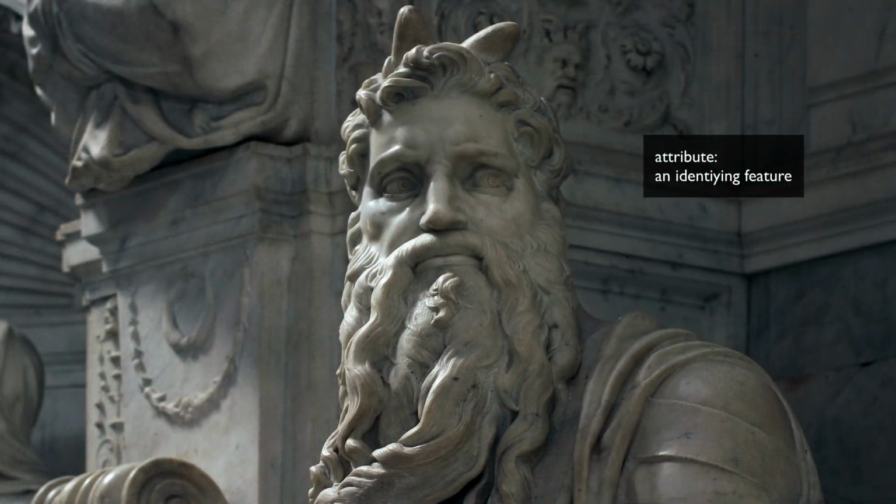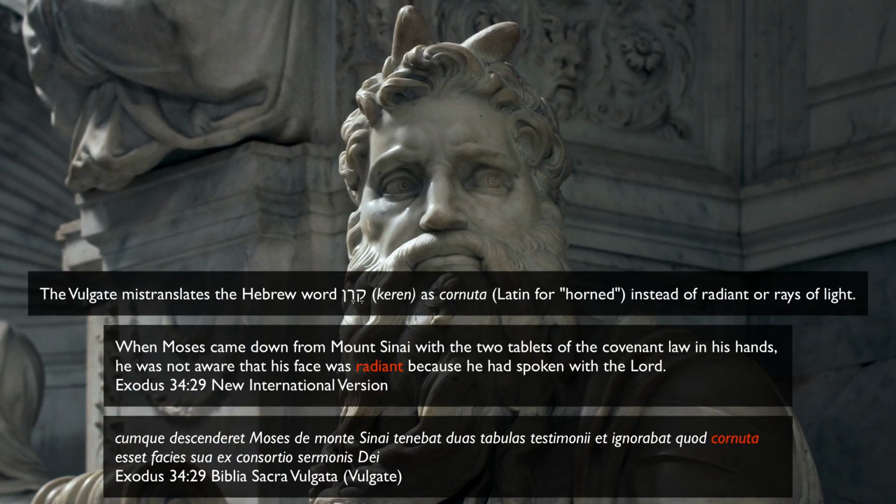We recognize figures by their attributes, and the horns were an attribute of Moses, and this comes from a mistranslation from the Hebrew word for rays of light. And traditionally, Moses just became represented with these horns.